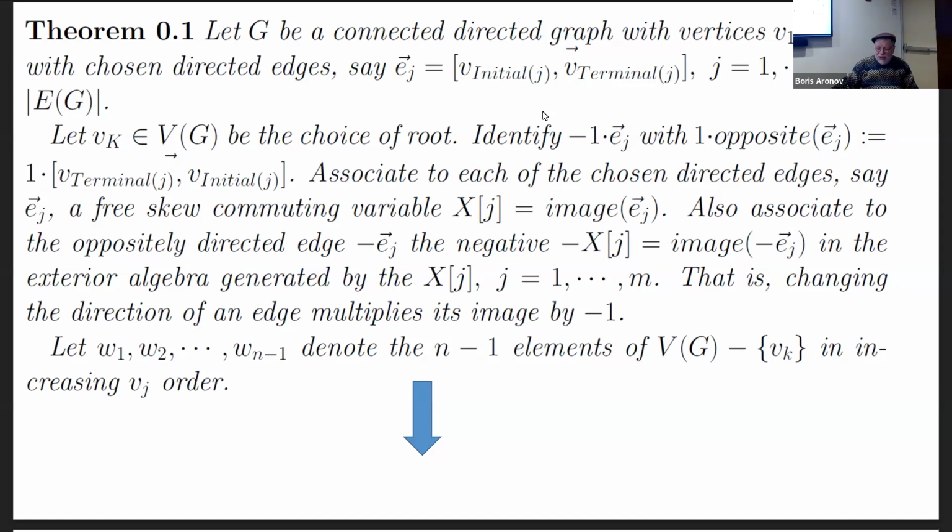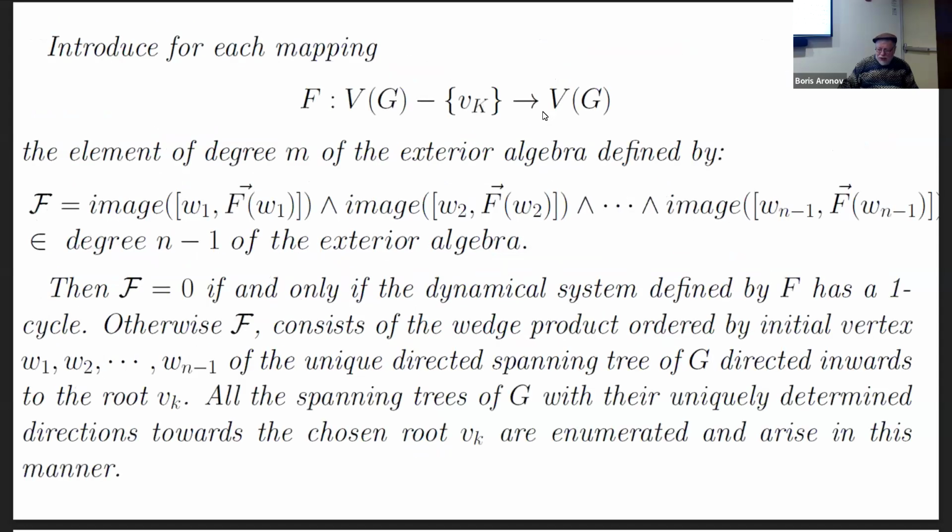And now let's let W1 through Wn-1 denote the n-1 elements of the set of vertices minus the root that I started with. So I'm looking at all the vertices other than the root over here, and I've ordered them in a certain way, increasing order, some lexicographical ordering that I've made.